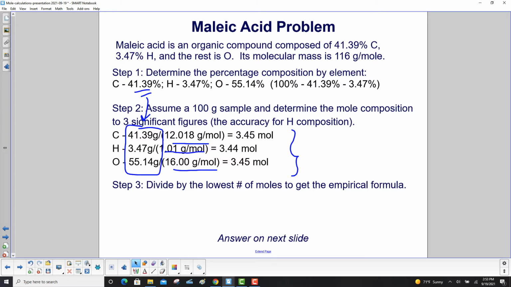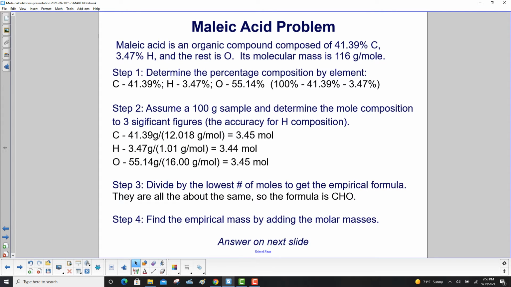Step 3. Divide by the lowest number of moles to get the empirical formula. Within experimental error, they're all about the same, right? 3.45 is exactly the same as 3.45, and 3.44 is close enough. So if you were to divide them all by 3.44 to 3 sig figs, you're just going to get 1.00. So the empirical formula is CHO.